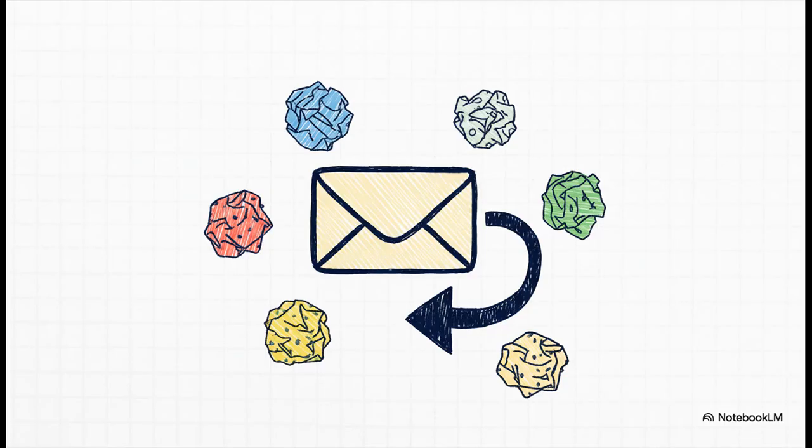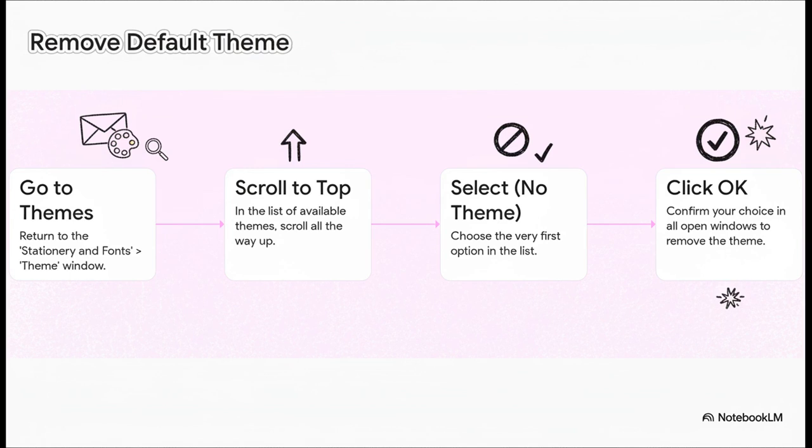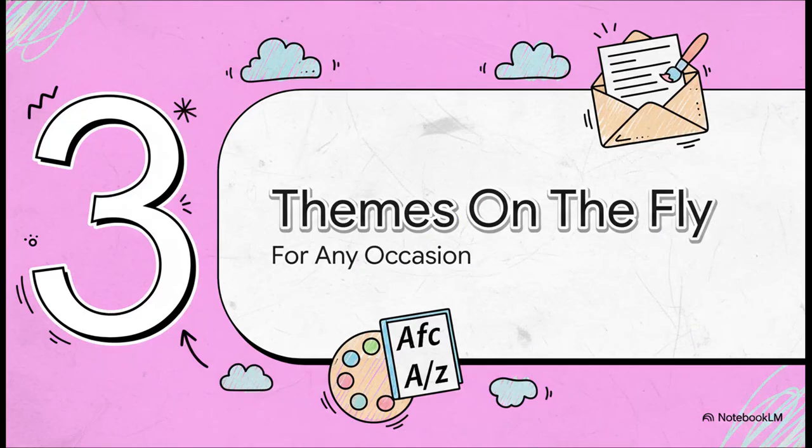Look, you should feel free to play around with this stuff. Don't ever feel like you're locked into a decision. If you try out a theme and a few days later you're not feeling it anymore, going back to the classic clean look is super easy. All you have to do is go back to that same theme selection window. This time, just scroll all the way to the top of the list, and you'll see an option that says No Theme. Just click that, hit OK, and boom, you're back to default Outlook. Simple as that.